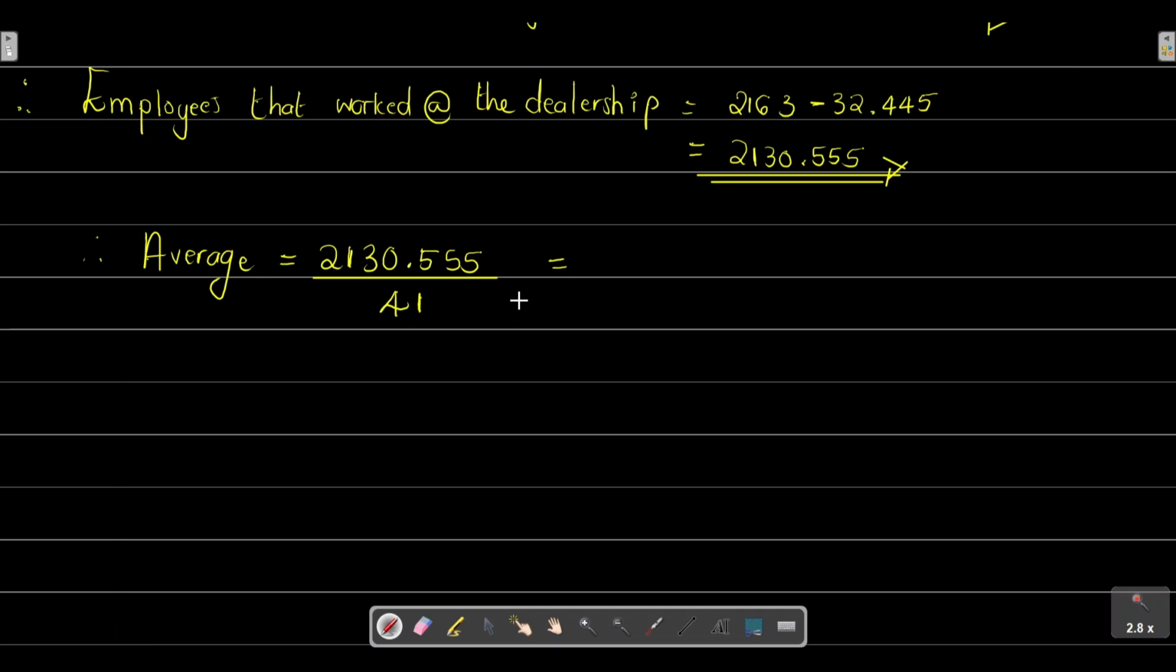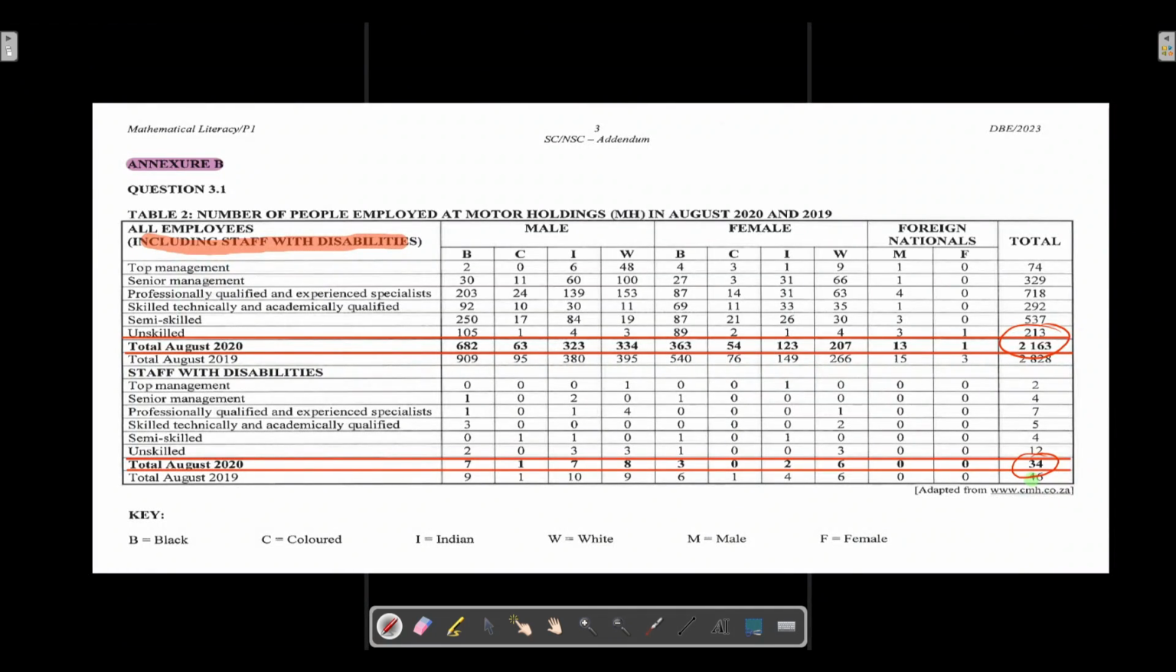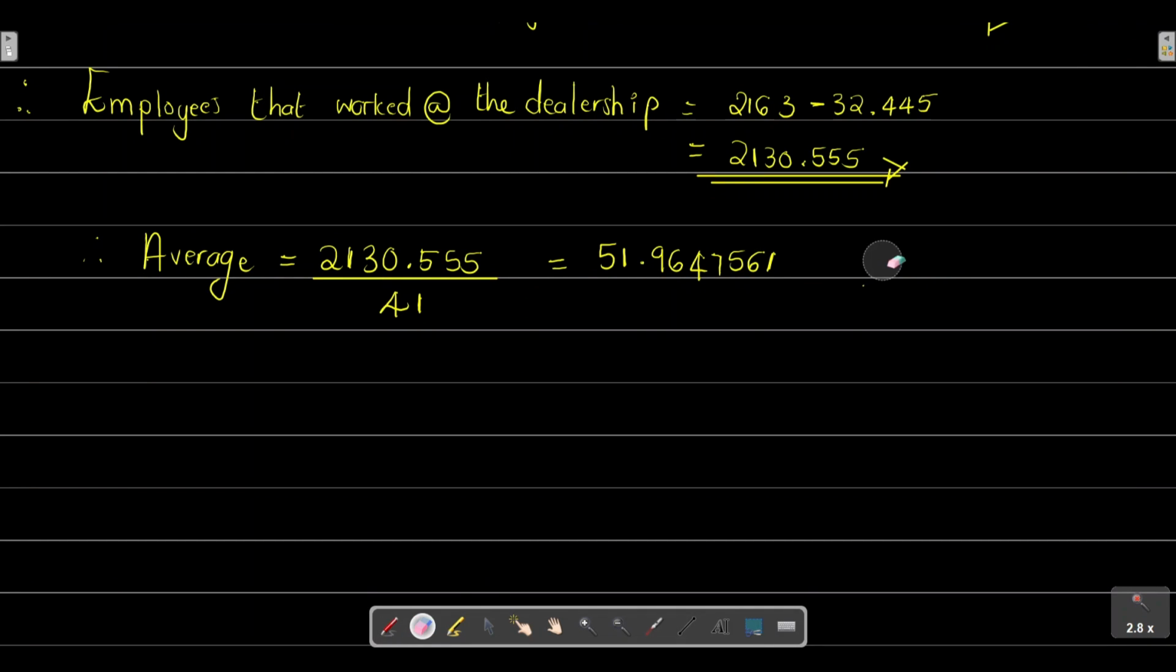Then if you punch this into your calculator, you will get that on average, there are 51.9647561 people or employees per dealership. In this case, we don't have to round this off to two decimal places. The question didn't specify that we need to round off the value to two decimal places, so we can just leave our answer like that.